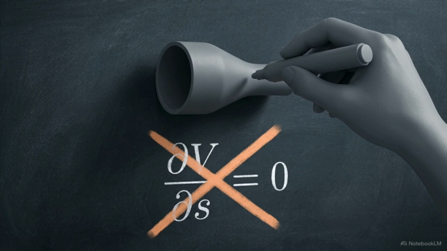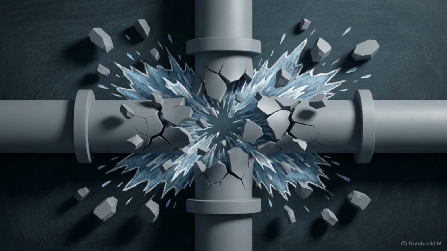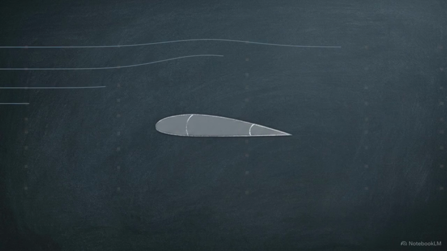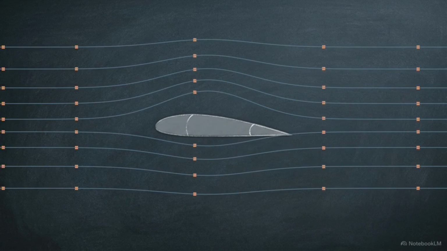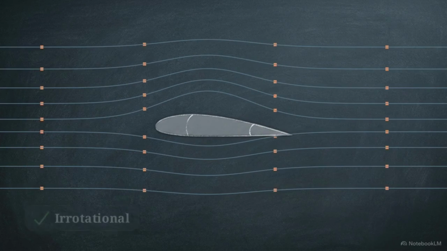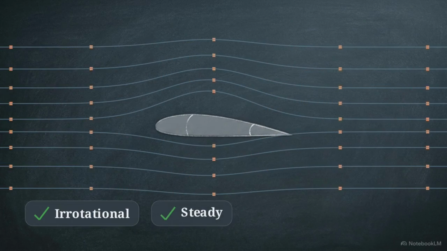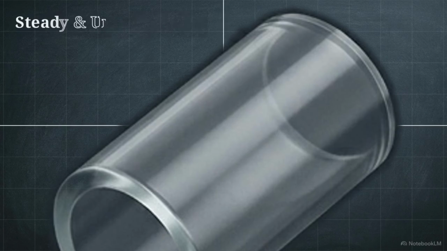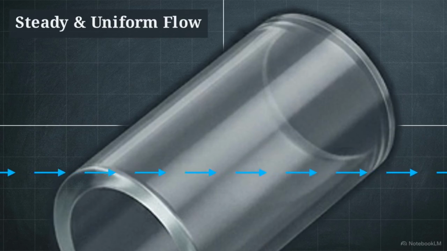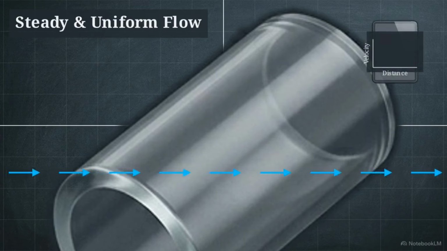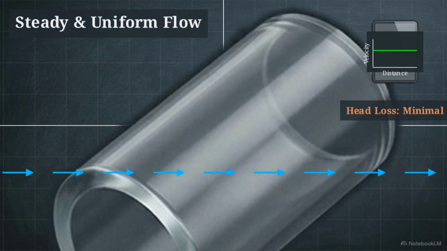If an engineer assumes flow in this narrowing pipe is uniform, they miscalculate the pressure gradients, leading to a system that might work on paper but physically burst under the actual forces. These geometric rules are used daily in high-stakes environments. Aerospace engineers use the assumption of irrotational and steady flow to predict the lift generated over an aircraft's wing. Civil engineers designing cross-country pipelines strive to maintain steady and uniform flow. By keeping velocity constant across time and space, they minimize energy-draining head loss over hundreds of miles.